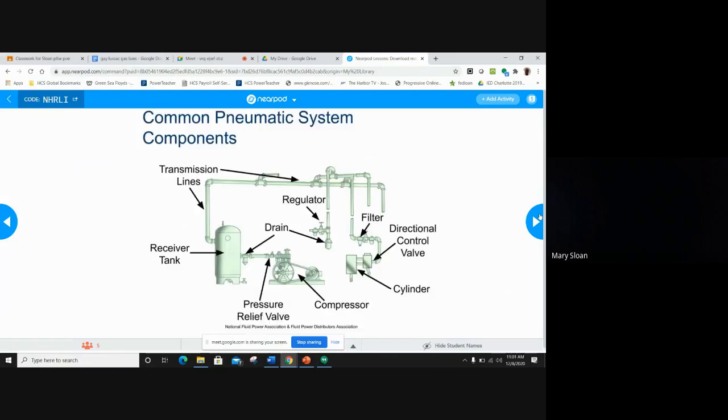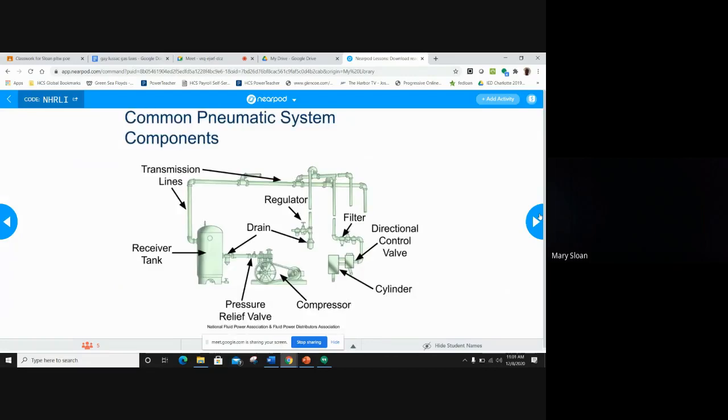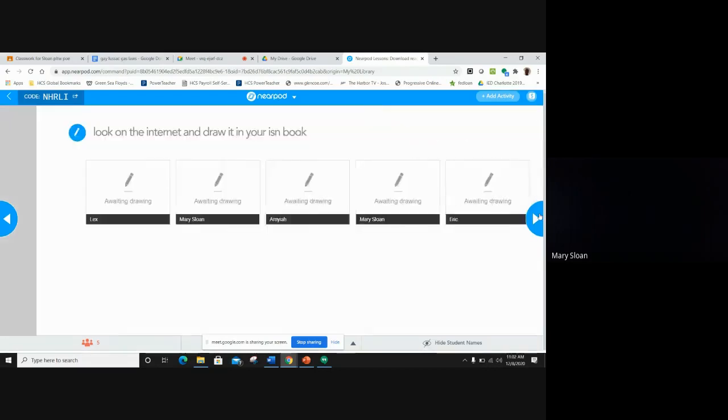Okay, so the next one talks about the common system of pneumatics. What we have here is we start off with the compressor first. There's a relief valve here. That pressure is built up into this tank, which is transmitted through these lines, and then it will go down either to the regulator where the drain is, or down to a filter and then a cylinder, to show that type of system. Next one.